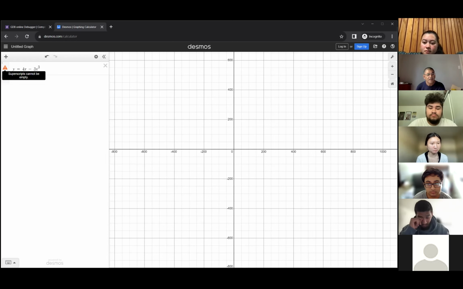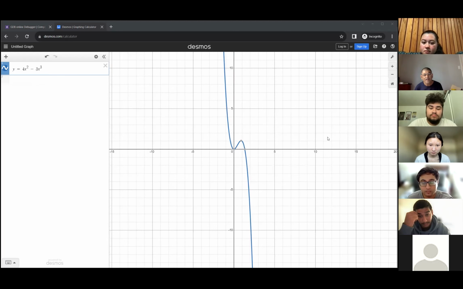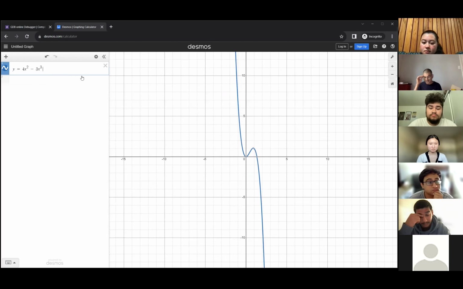I've got to increase the size maybe. Superscripts cannot be empty. What? Oh, I think it says you have a subscript there. Let's just say 4x squared there. There we go. Now you can pinch out. Oh, because it's a 4th power. Yeah, that looks better. Okay, so suppose you have a curve like this. Now, this is just a 4th power term, and already you can see that the curve is like this.